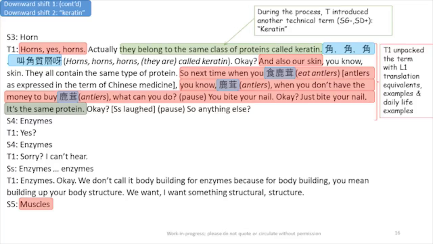Now here suddenly we go up: keratin, the technical term. Then the Cantonese word for keratin, 角質蛋白, which is the L1 academic term. Okay? And also our skin. You know skin, they all contain the same type of protein. So next time when you eat deer antlers, this is a Chinese everyday term, expensive deer horns, from an endangered species, that people spend a lot of money to buy to enrich their protein.